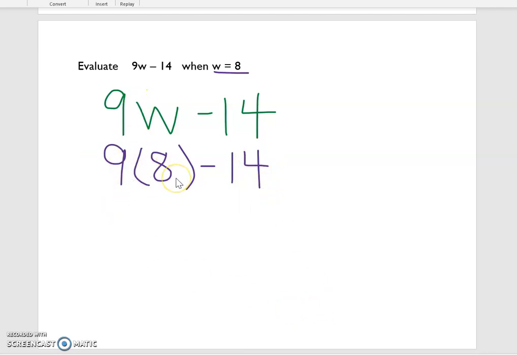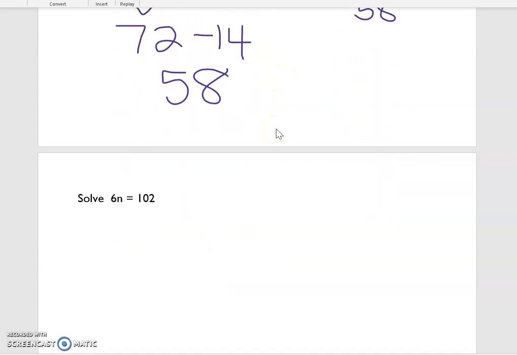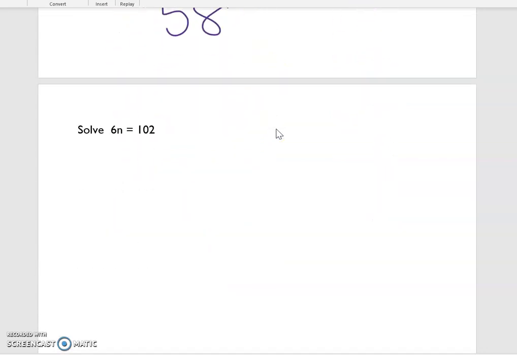Remember, 9 is multiplying that 8 because 9 is a coefficient. So multiply those together. 9 times 8 is 72. Then we would subtract. Okay, so this expression is equal to 58 if w equals 8. Finally, let's solve the next one.